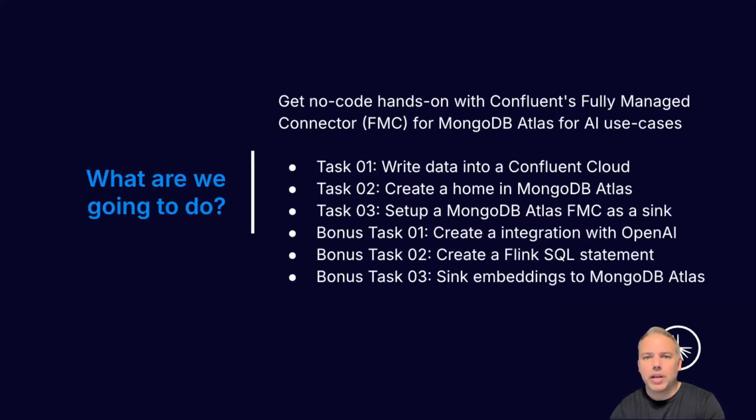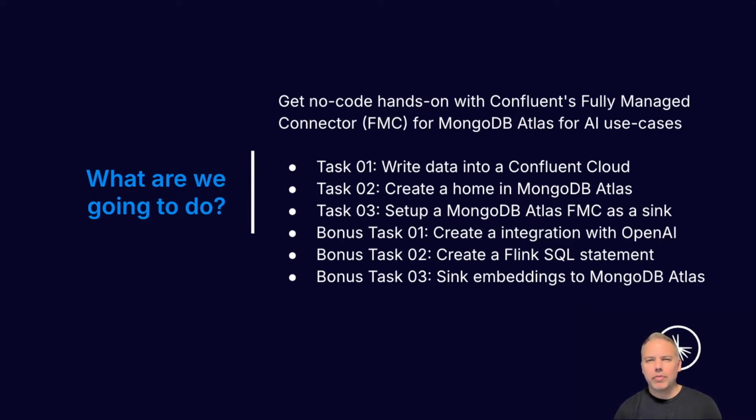So what are we going to do exactly? Again, I mentioned no code. So there's not going to be any code here. It's going to be all ClickOps. The first thing we're going to do is I'm going to show you how to write data into Confluent Cloud. And then we're going to set up a repository for the destination in MongoDB Atlas if you haven't done that before. And then we're going to create a fully managed connector that's going to move data from Confluent Cloud to MongoDB Atlas. It's going to be very simple.